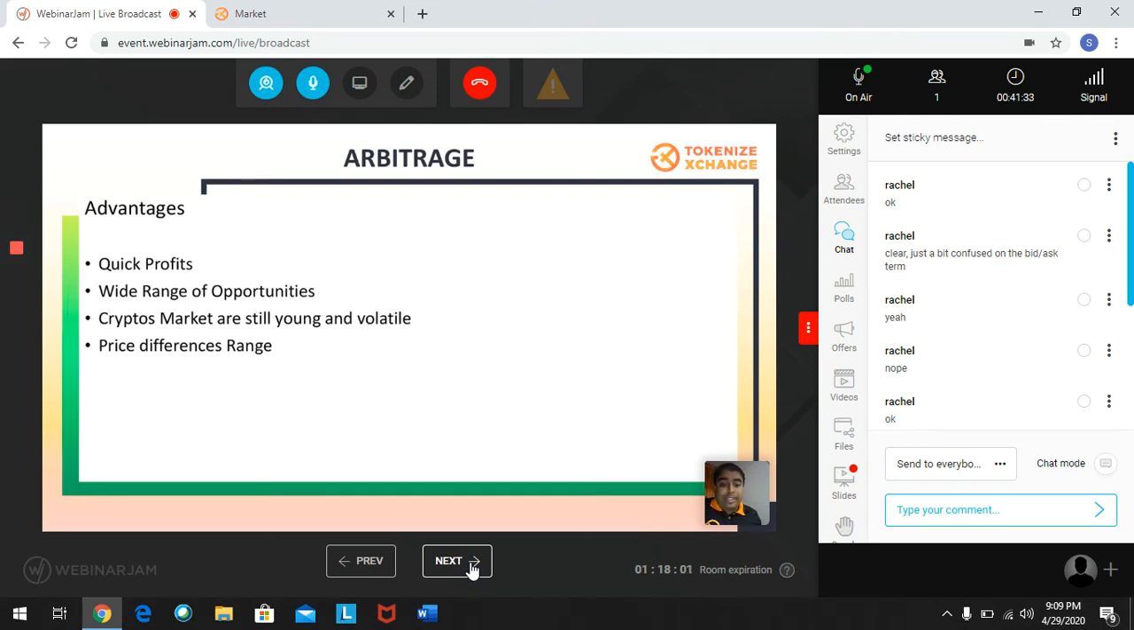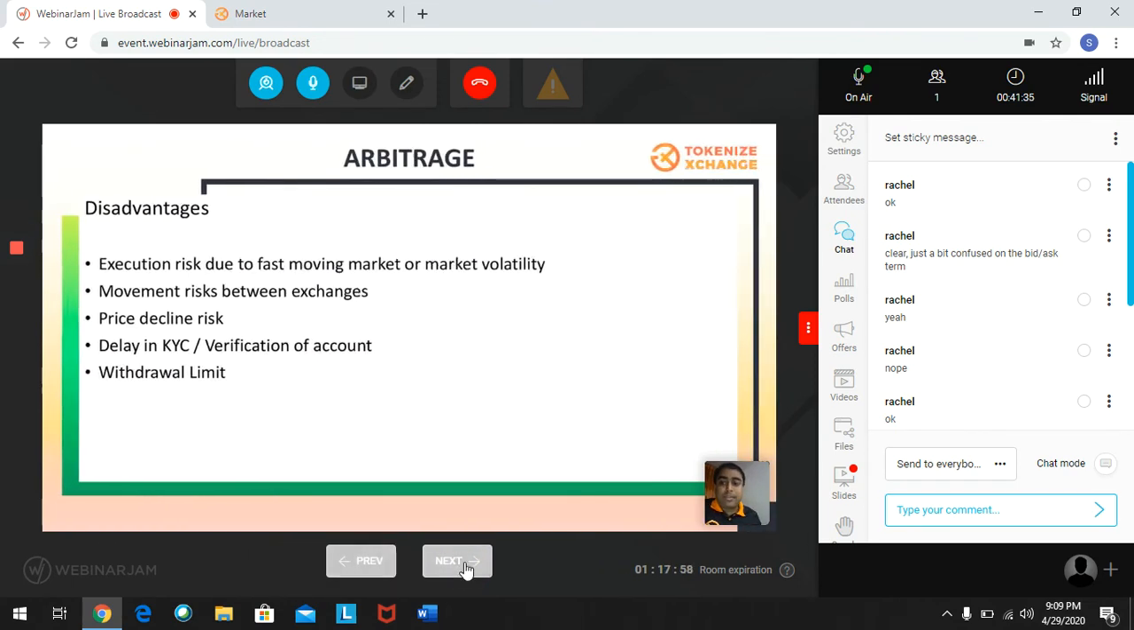Not everything is just advantage. There are disadvantages as well. Okay, so the disadvantage: execution risk due to a fast moving market and market volatility. For example, like today, right? Once the Bitcoin price hit that 8,000 level, everything just became haywire and everything was trying to push higher. So probably you could miss the boat, all right? Or emotions affect your strategy as well.